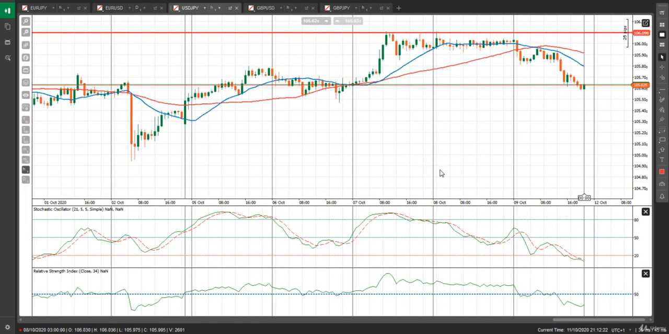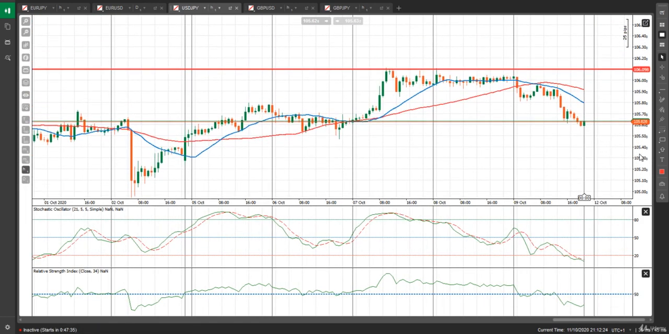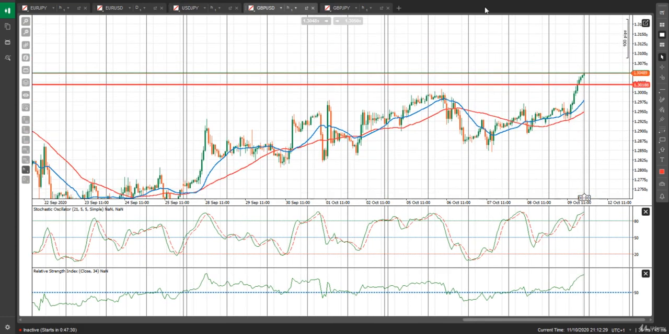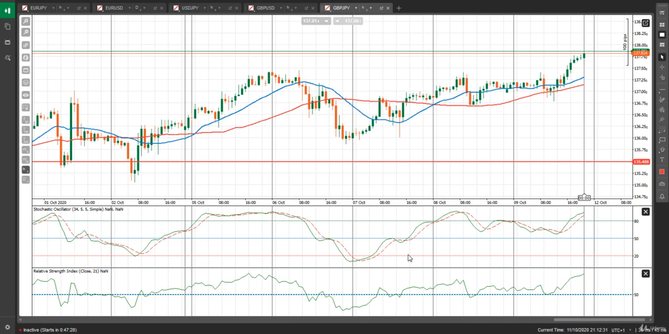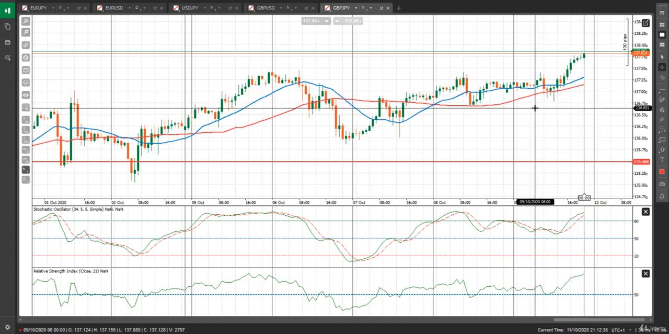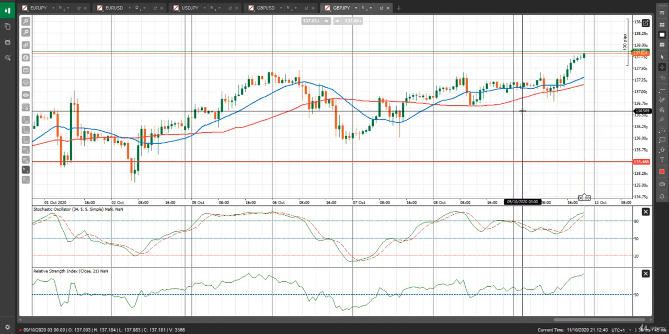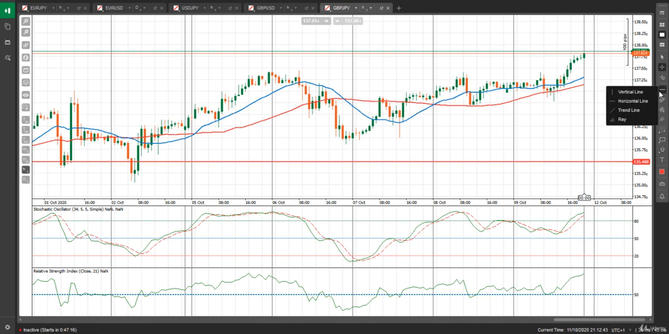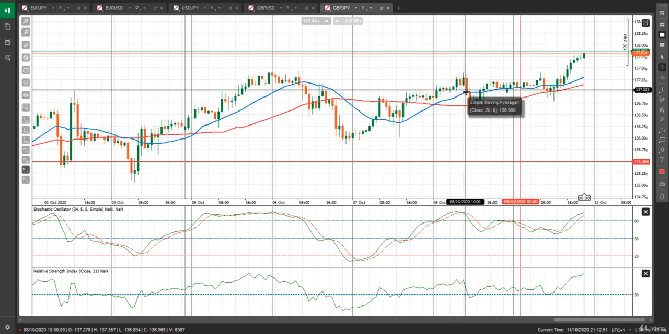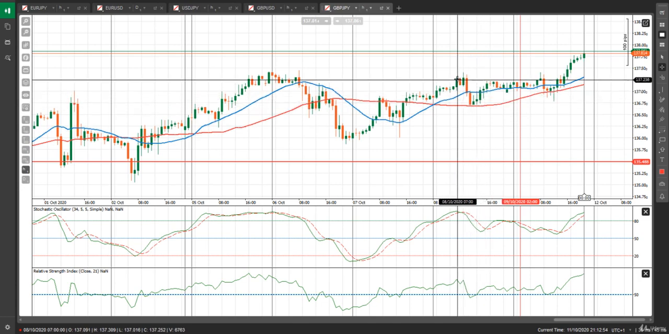So let's jump to H1 to see a good example. Okay, so let's see this. For example, the trade of this week, this trade. Okay, so we have here the market trend in an uptrend.